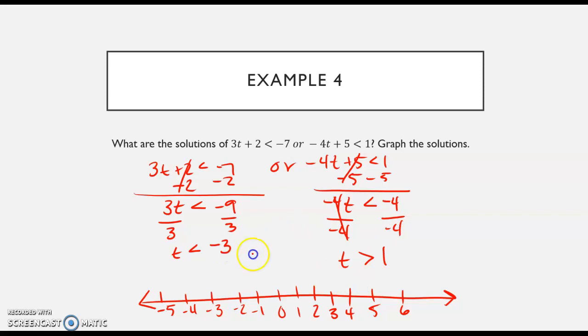Neither of these have the equal to, so we are just going to draw circles on the -3 and the 1. Because it's or, t is less than -3, so these are the numbers less than -3, or t is greater than 1, so we want numbers greater than 1. These end up going in opposite directions because it is an or.